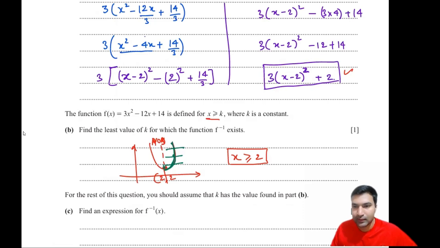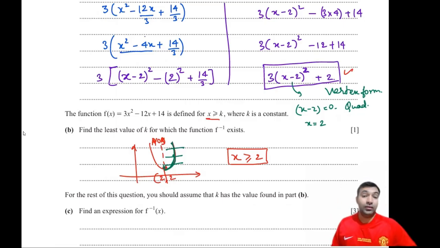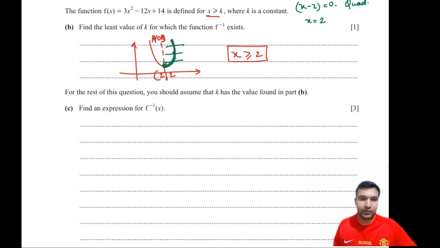How do I get the vertex? Put x minus 2 equal to 0, so you get x equal to 2. When x is equal to 2, this part is 0, and you get the constant. This is basically called the vertex form of the quadratic. So x equal to 2 plus this constant gives you the vertex of the parabola. So x should be greater than or equal to k, so k here should be 2. Then only the inverse is defined.